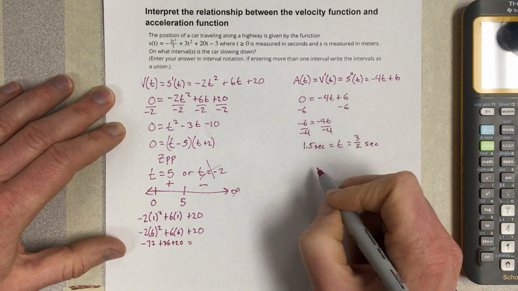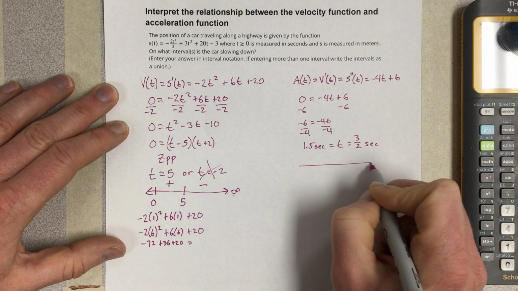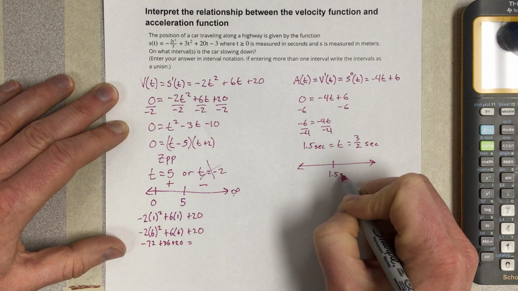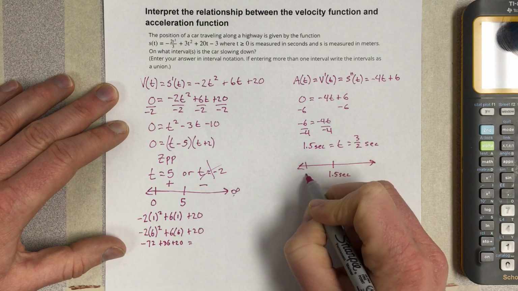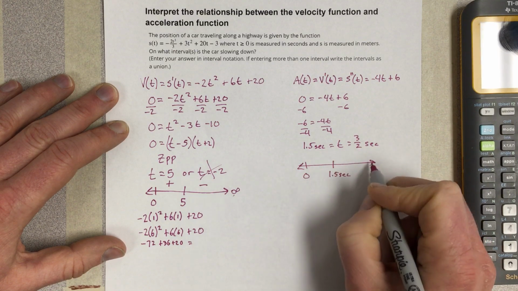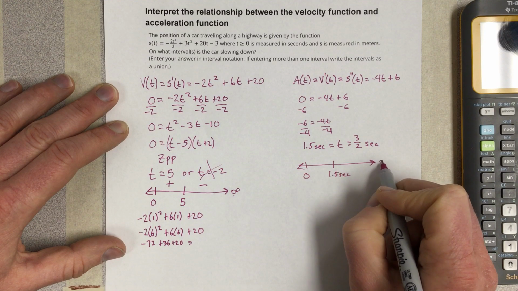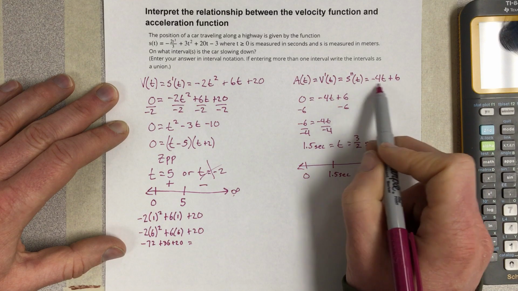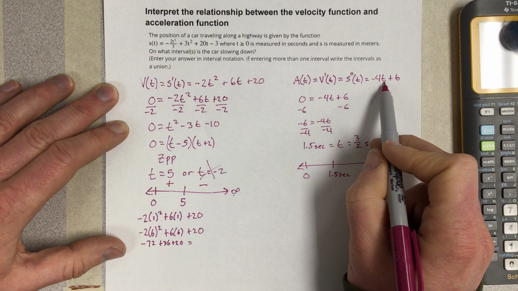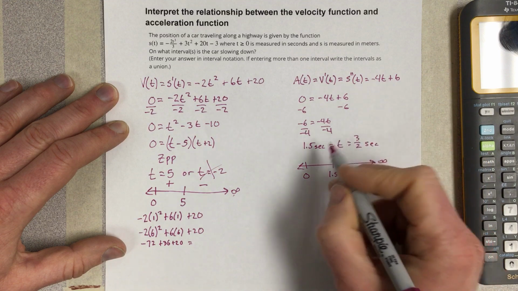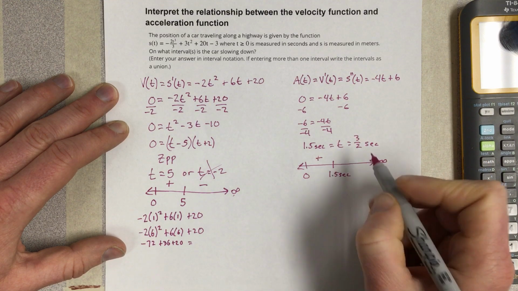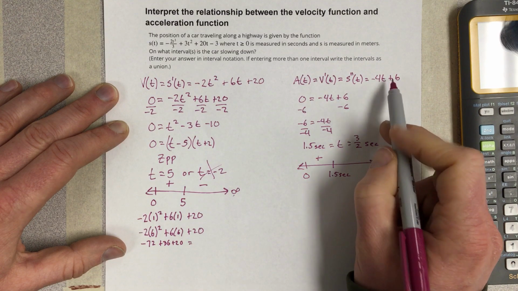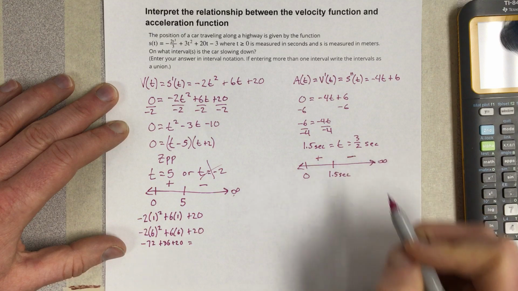Let's do the same thing with acceleration. Acceleration is 0 at 1.5 seconds, and then 0 is our time, and then we're checking toward infinity. Let's plug a number in here like 1. If I plug in 1 into the equation, I get negative 4 times 1, which is negative 4, plus 6, so I get a positive acceleration in this region. And let's plug in 2. That'd be negative 8 plus 6, which is a negative acceleration here.